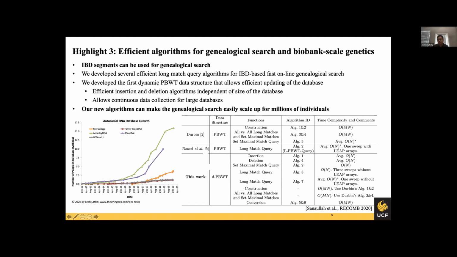Recently, we published a paper in RECOMB. We developed the first dynamic PBWT data structure, allowing efficient updating of the database. In this case, our new algorithm can make genealogical search easily scale up to millions of individuals.